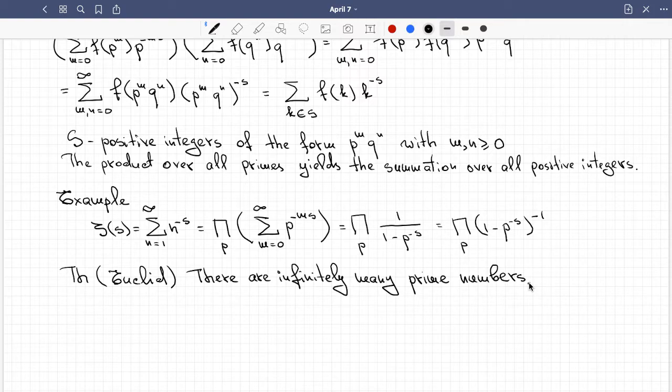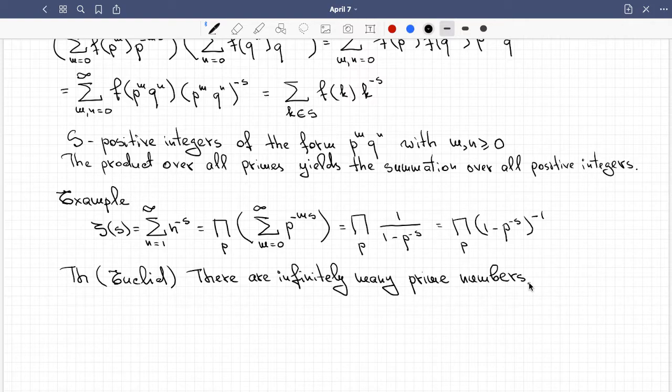Euclid proved the theorem. We probably already mentioned that in this class. We had a chance to discuss that. Euclid's proof is very well known. I will only briefly repeat it. So what is Euclid's proof about?